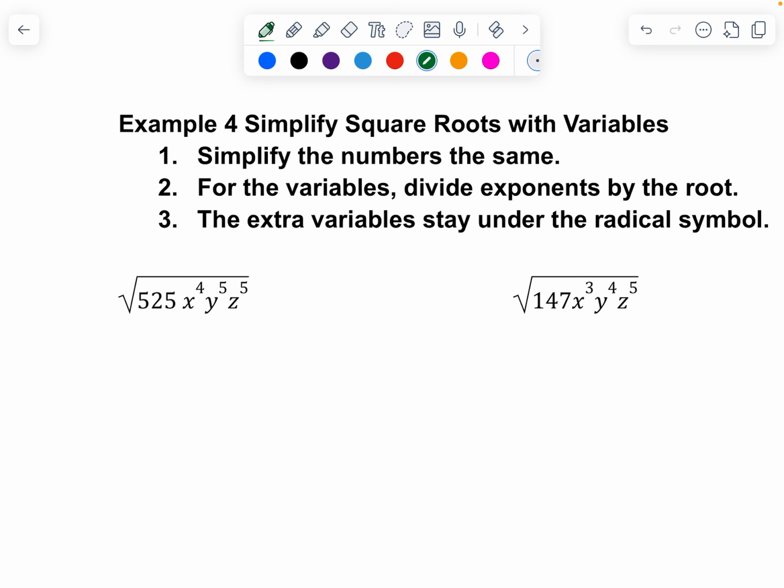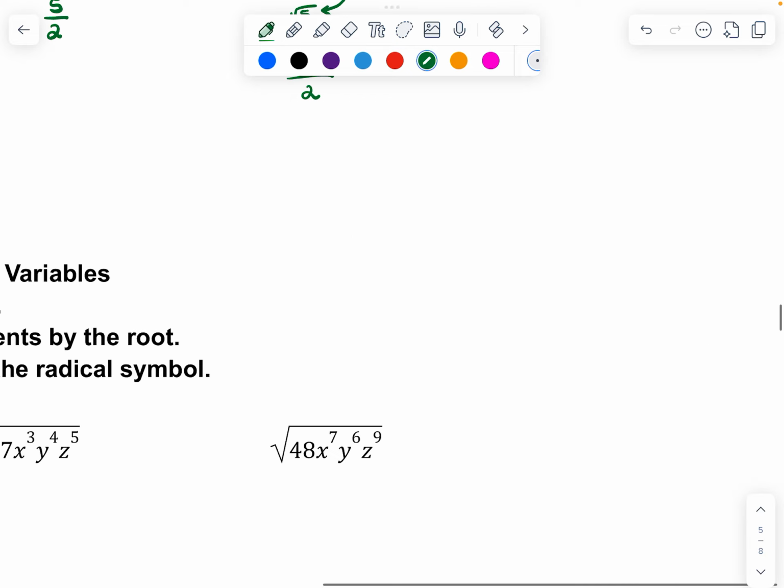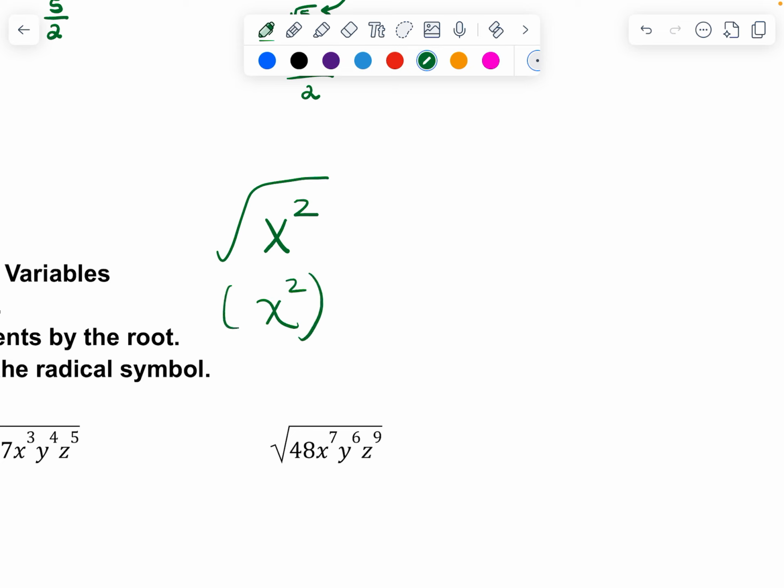Now, this time we have variables involved. Okay? The numbers, we deal with them exactly the same. I'm going to come over here. If I have x squared, and I'm taking the square root of that. Remember, square root is the same thing as taking the 1/2. So half of 2 is 1.